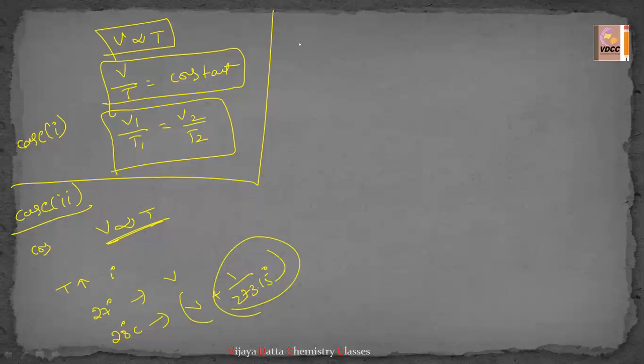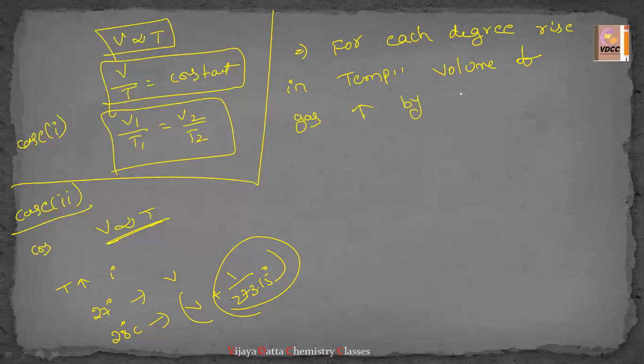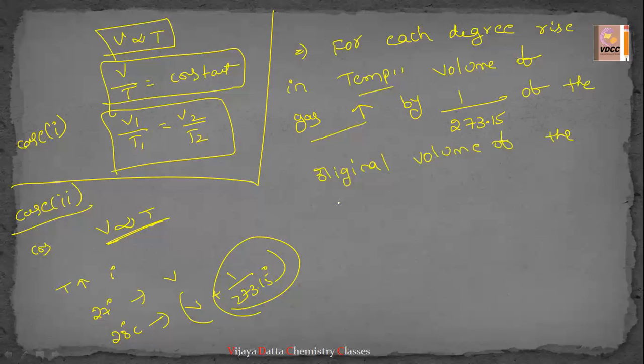That is nothing but the statement we can write here like, for each degree rise in temperature, volume of gas increases by 1 by 273.15 of the original volume. What they observed by number of experiments, the each degree rise in temperature, volume of the gas increases. How much the volume of gas increasing? 1 by 273.15 of the original volume of the gas, original volume of the gas at 0 degrees Celsius.